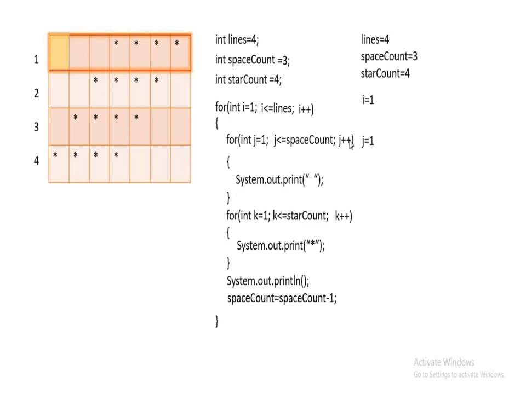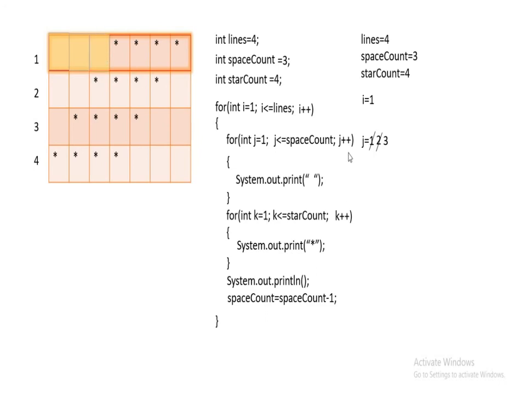Then go back to j++. J becomes 2. 2 is less than or equal to 3, condition true. So again print space on the first line. Then j++, j becomes 3. 3 is less than or equal to 3. So print space.